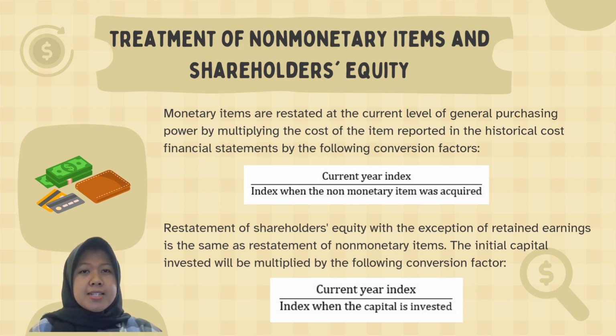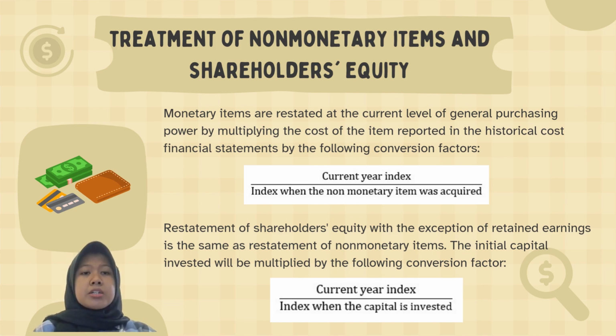Okay, the first is the treatment of non-monetary items. Non-monetary items are restated at the current level of general purchasing power by multiplying the cost of the item reported in the historical cost financial statement by the following conversion factor. Here is the formula, as you can see in the PPT: the current year index divided by the index when the non-monetary item was acquired.